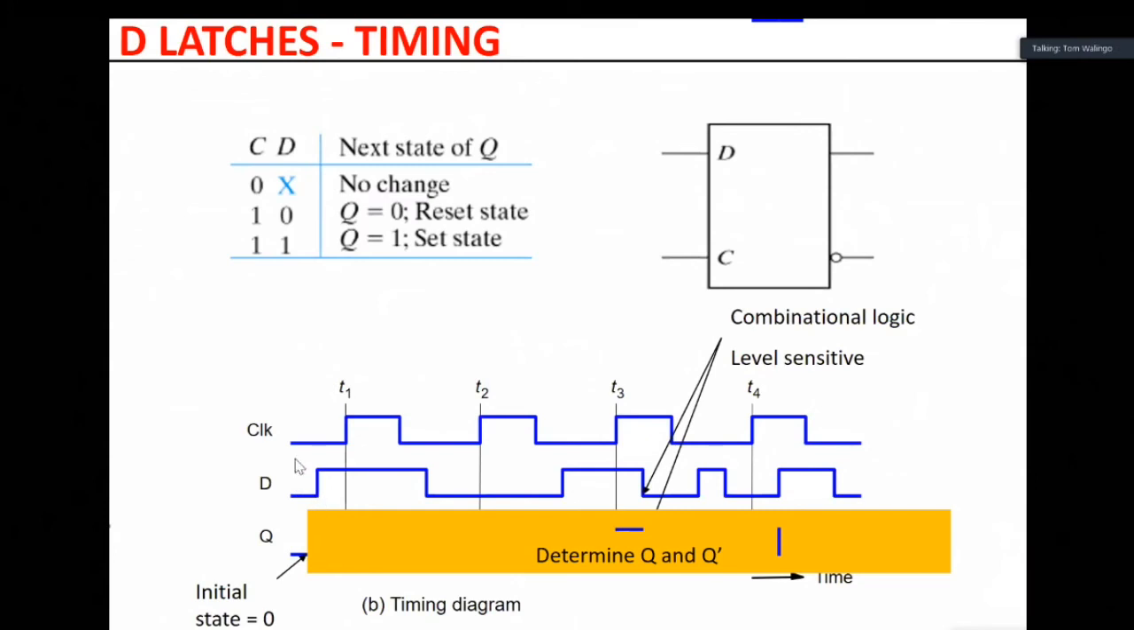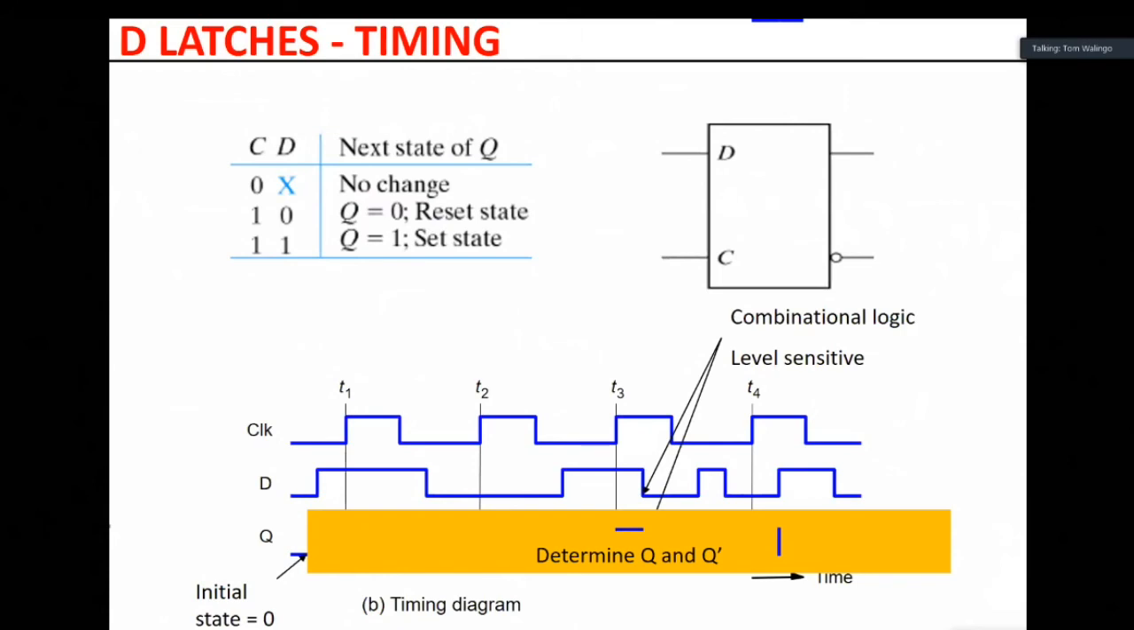So you've got D. C is 0. When C is 0, it is in memory. Whatever happens at D doesn't affect the output. So even if D is changing here, it doesn't matter. If Q was 0, it will remain 0. But now, when C goes high, from T1 to there, it is transparent. Q will be the same as D. So you expect here, Q should be high. From there to there, it is in memory.